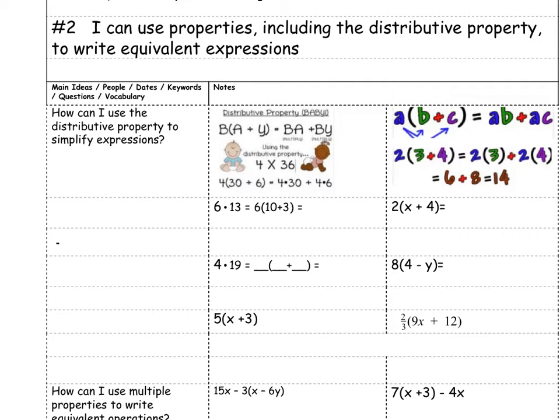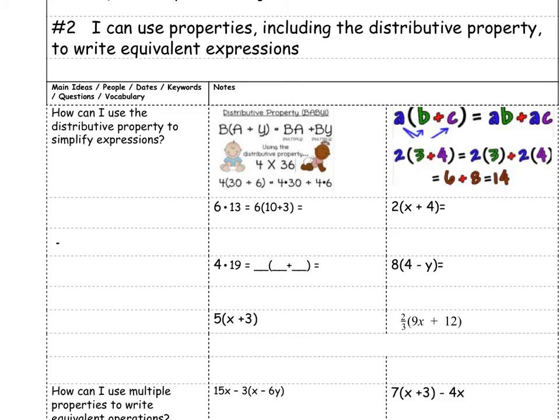So coming over here, it's kind of the same thing. a(b + c) is equal to ab plus ac. So as a math example, 2 times (3 + 4). So the 2 distributes to the 3, so 2 times 3, this part, and then 2 times 4, this part. And then we just get to compute that. So 2 times 3 is 6, and 4 times 2 is 8. 6 plus 8 is 14.